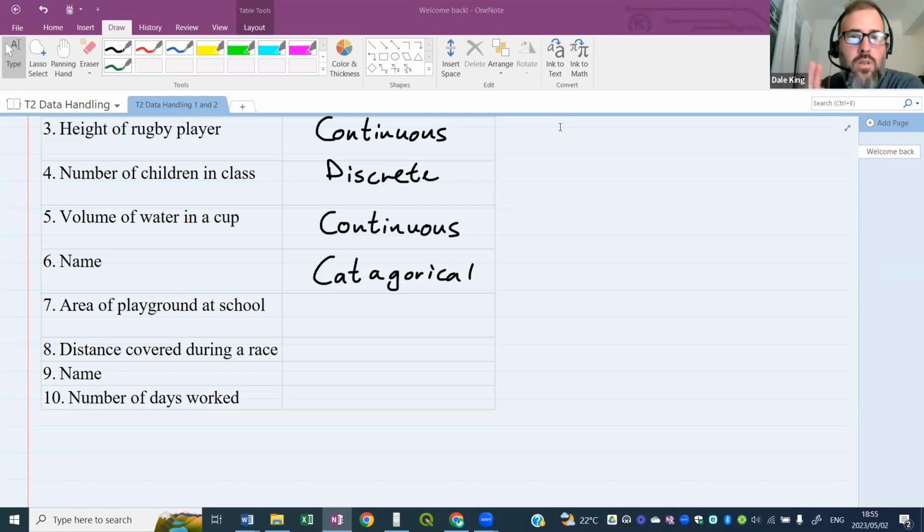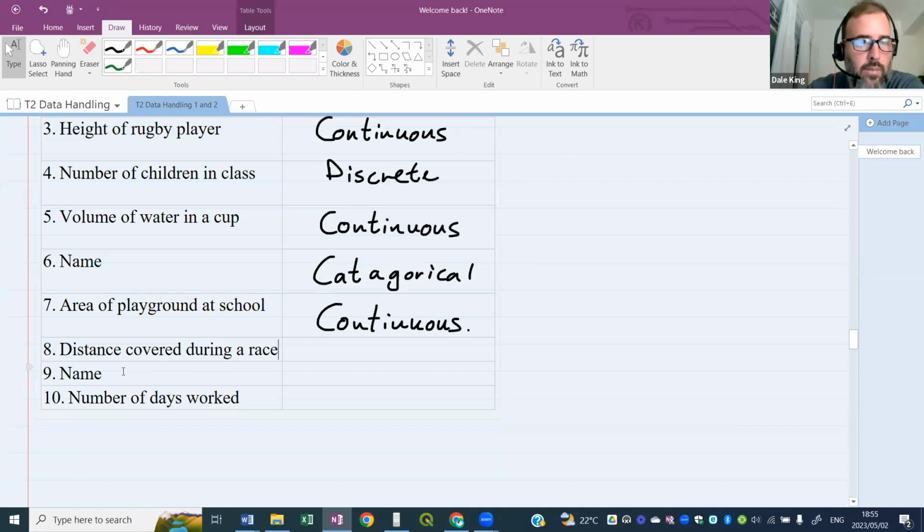Numerical has two options, discrete or continuous. And if it's area, you can measure it. You're going to use meters squared as units. You could get a decimal. So it must be, like you're all saying, very good. Continuous. Very good.